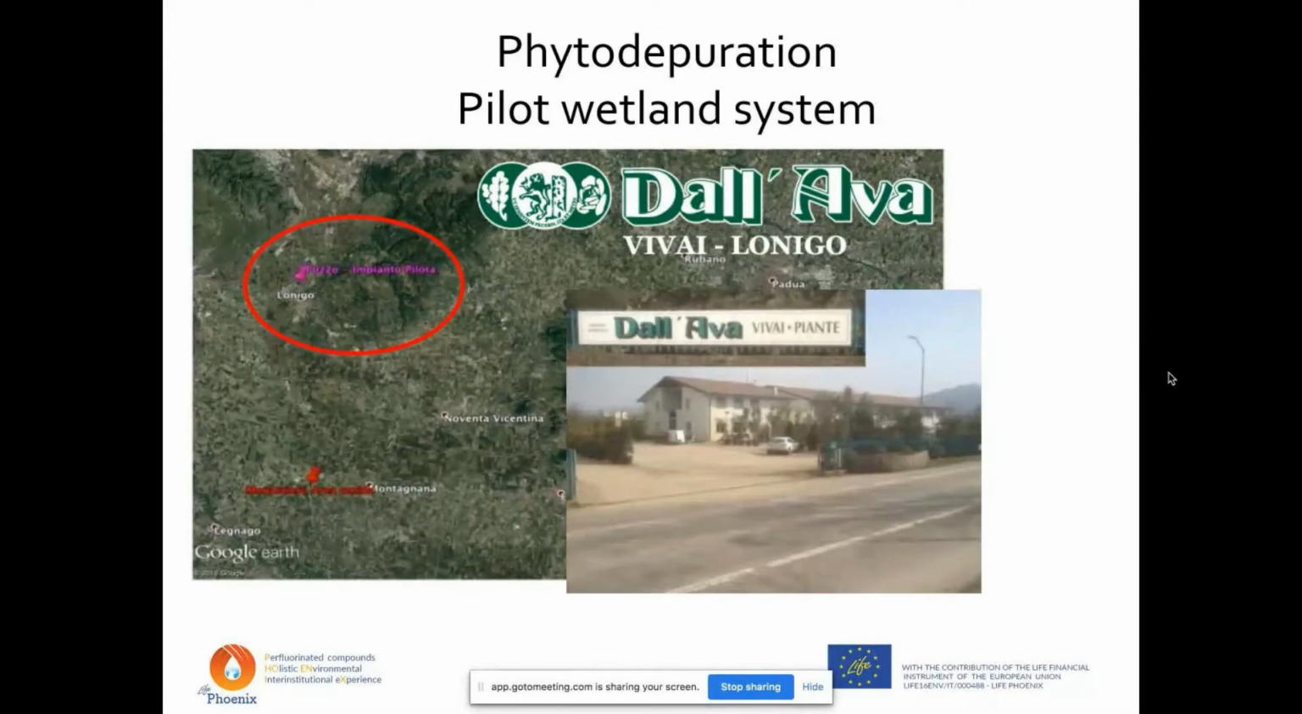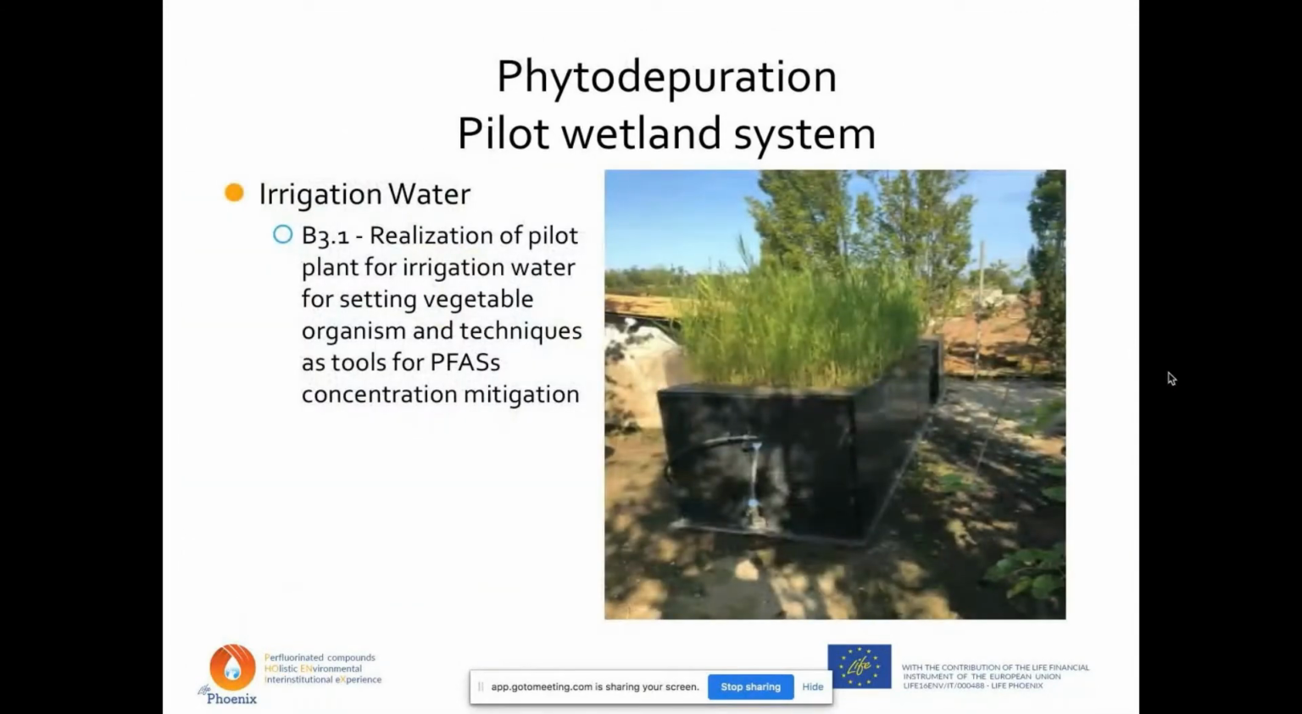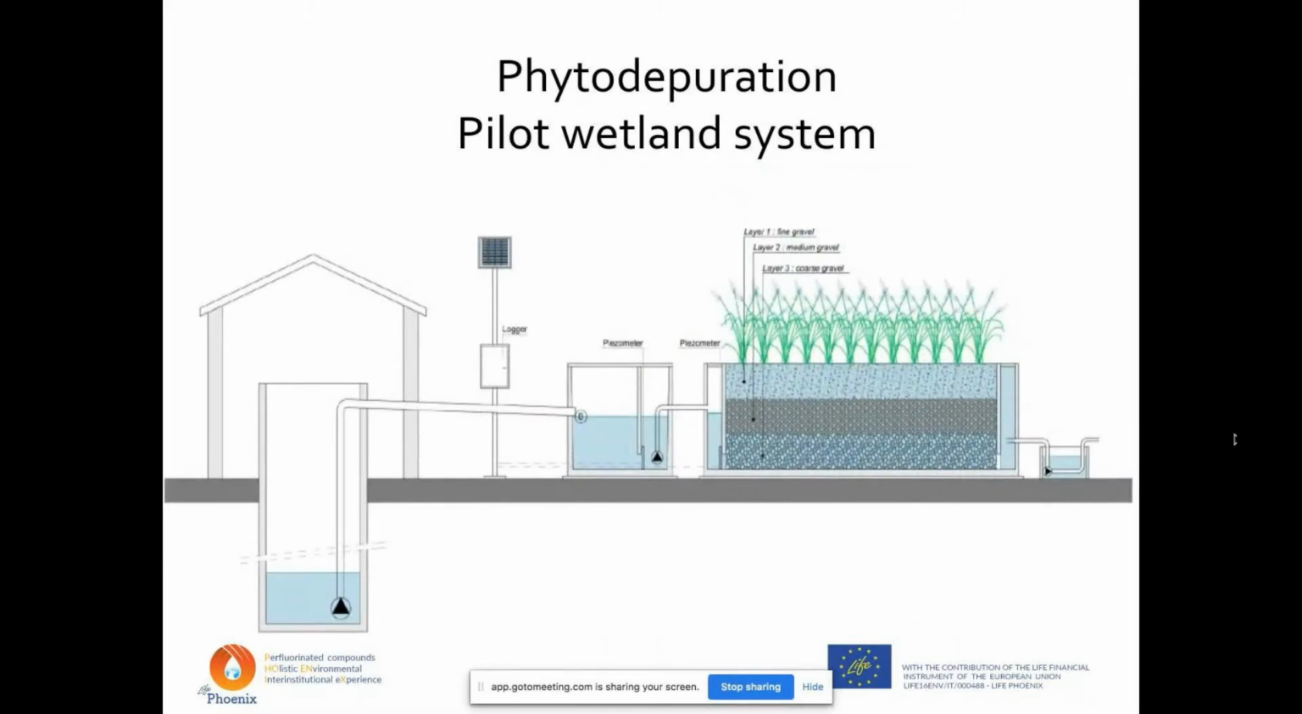To set up our pilot phytodepuration system, we were granted permission to build it at Dall'Ava Vivaio, which is a seller of different kinds of plants, like flower plants and so on, and is completely inserted in the red area near Lonigo. So this phytodepuration pilot wetland system is well set in B3.1, our sub-action. These are images of our depuration plant, and I will briefly summarize how this pilot plant functions.